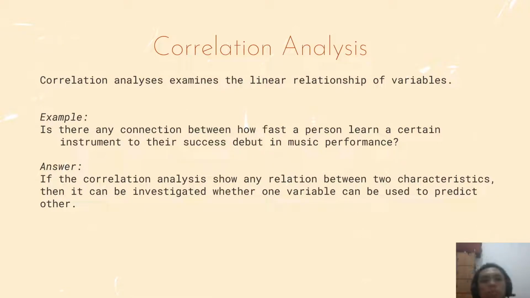Next we're going to move on to the correlation analysis. The correlation analysis examines the linear relationship of variables. For example, in this case, I'm going to take a random case: is there any connection between how fast a person learns a certain instrument and their successful debut in music performance? If the correlation analysis shows any relation between two characteristics, then it can be investigated whether one variable can be used to predict the other. So it has some correlation, which is actually logical if you think about it.